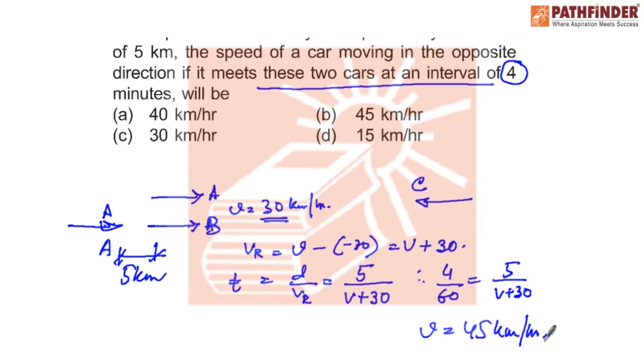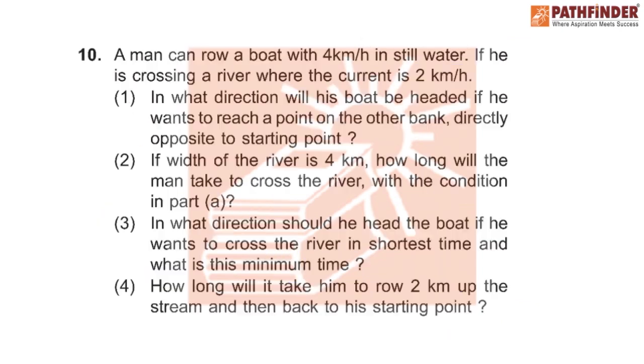So I hope it is clear to you all that initially the cars are moving with the same velocity but having a separation of 5 km, and when this car approaches them from the opposite direction, it has a relative velocity of v plus 30, and it crosses 5 km within a time interval of 4 minutes. So that is how we solve it.